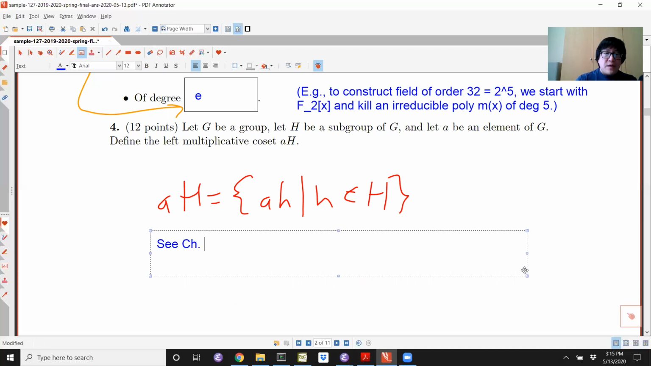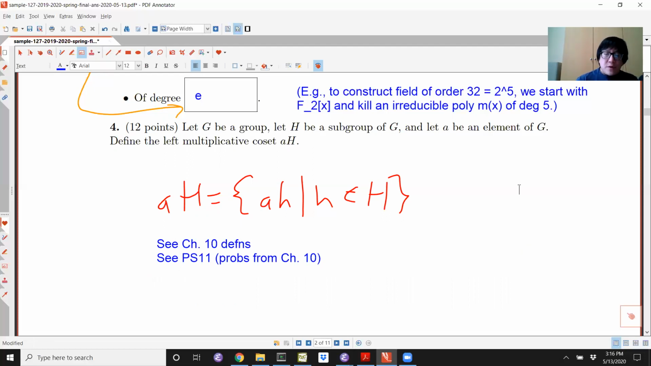See the chapter 10 definitions, and see also problem set 11, because that's the one place where you have the problems from chapter 10. So are we good on problem 4?